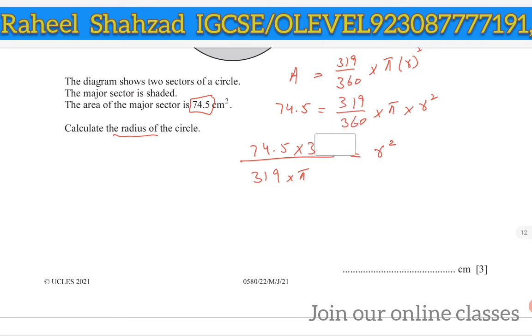We're going to put this whole thing in the calculator and find the answer, and whatever we get we are going to take the square root of that. So it is 74.5 times 360 is 26,820, divided by 319 times pi, that is equal to 1002.